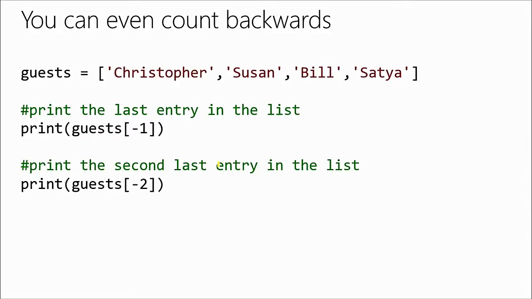One of the neat things I like about Python is it actually allows you to count backwards. This is kind of neat. So if you want the last value in the list, that's position -1. The second to last value in the list is -2. Third to last is -3. And in this case, because there are 4 entries, Christopher would be -4.